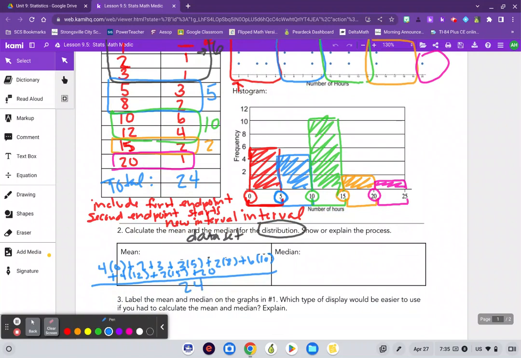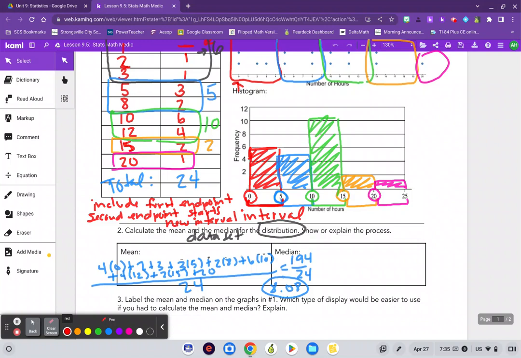And when I total this up, I'm going to run into my median spot for a second. Sorry about that. When I total this up, I get 194 over 24, which gives me 8.08. And that's my mean. All right, let's talk about median. So median is finding that middle number.